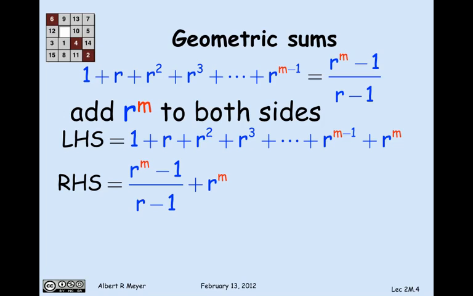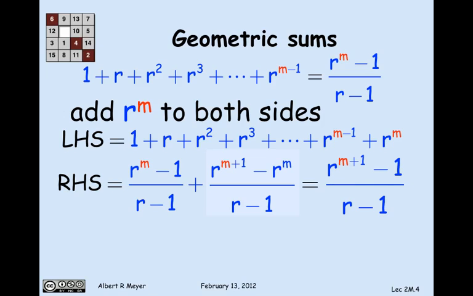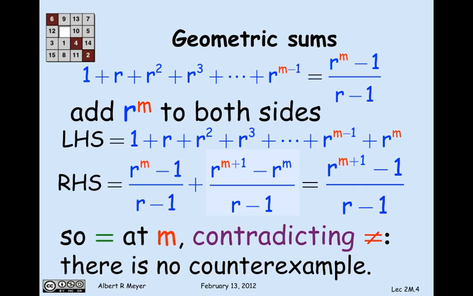Well, let's just simplify a little bit. Let's put r to the m over the denominator, r minus 1, which I do by multiplying it by r minus 1, and then it comes out to be r to the m plus 1 minus r to the m over r minus 1, and I collect terms, and look what I got. I've got the formula r to the m plus 1 minus 1 over r minus 1, which means that the identity that I was originally claiming in fact holds at m, contradicting the assertion that it didn't hold at m. In other words, we've reached a contradiction assuming there was a least place where equality fails. That means there's no counterexample, and the equality holds for all non-negative integers n.